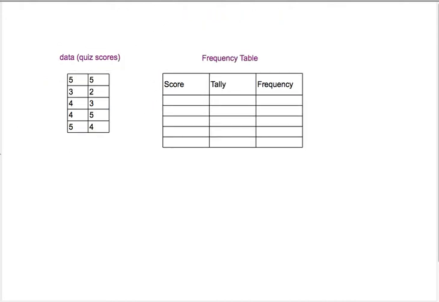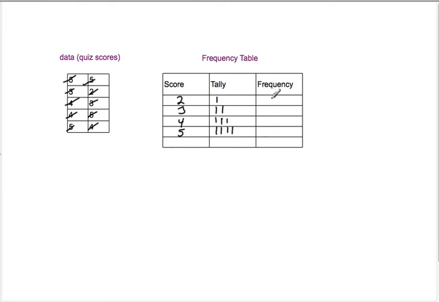You can also make a frequency table, it doesn't have to be words, it can be numbers. So let's say your data was quiz scores that students got on a test. And so it looks to me like the scores range from 2 to 5. So score 2, 3, 4, and 5. So I'm going to make tally marks. So I see 2 5s, I see a 3 and a 2, I see a 4 and a 3, I see a 4 and a 5, and I see a 5 and a 4.